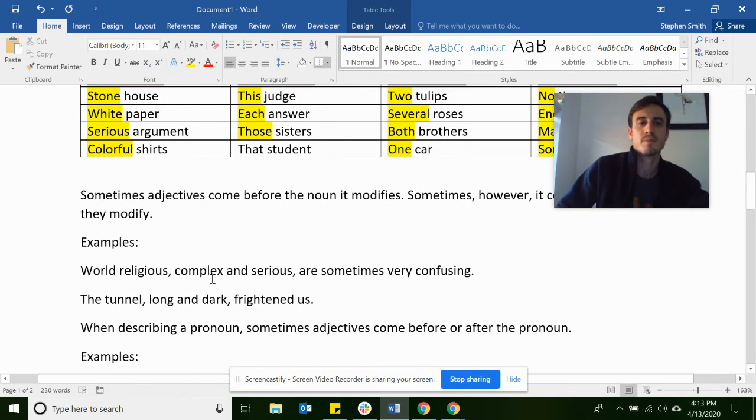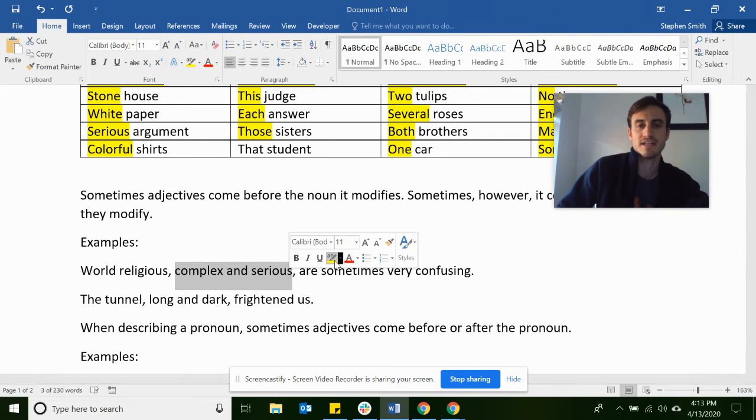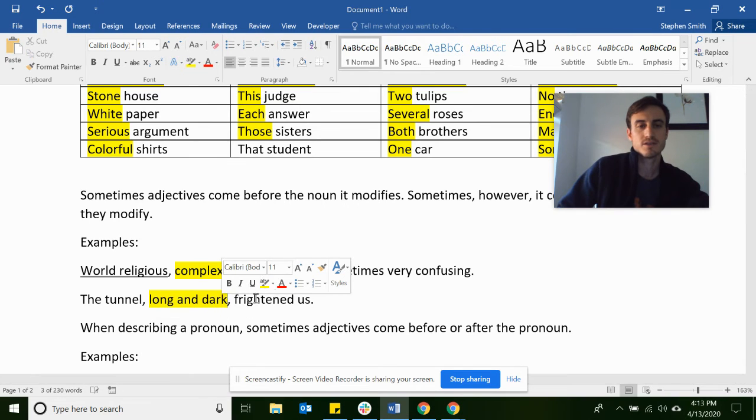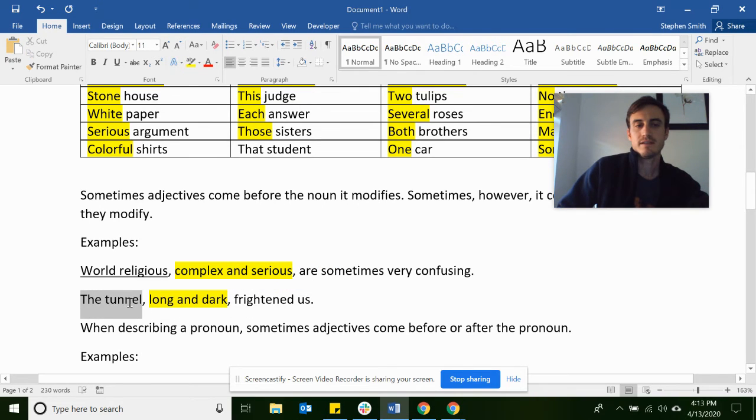Here are some examples. World religions, complex and serious, are sometimes very confusing. Complex and serious are examples of adjectives. They are describing something. They're describing world religions. The adjectives come after the noun. The tunnel, long and dark, frightened us. So you'll notice that these adjectives are in the form of an appositive. They're separated from the rest of the sentence with commas.